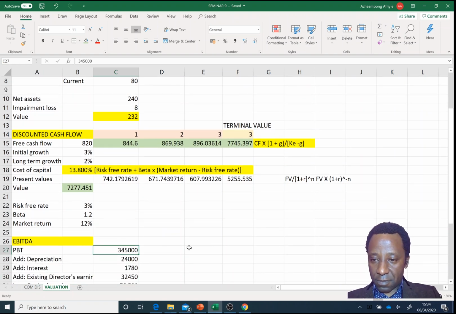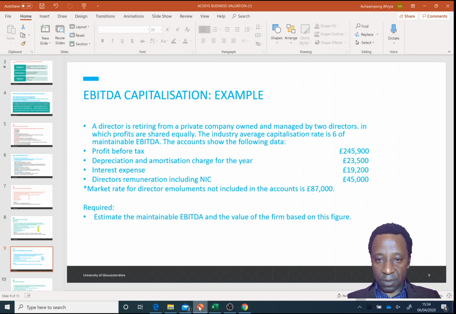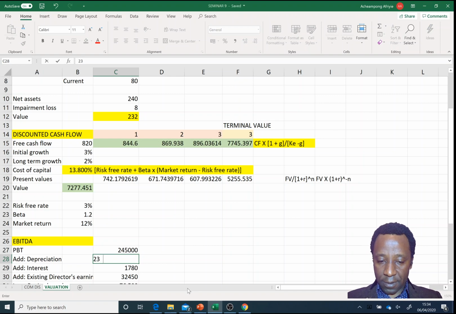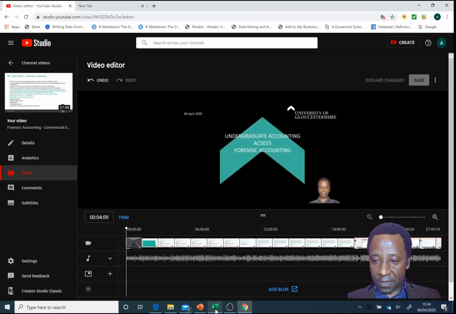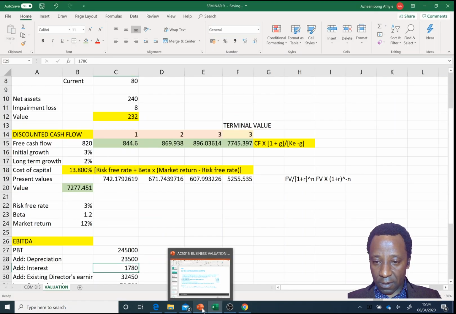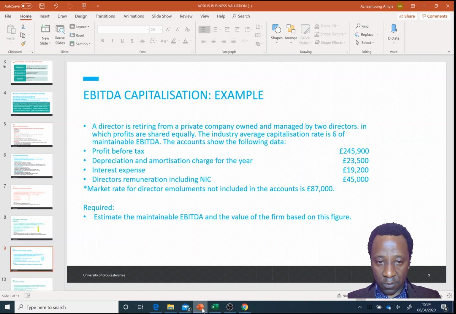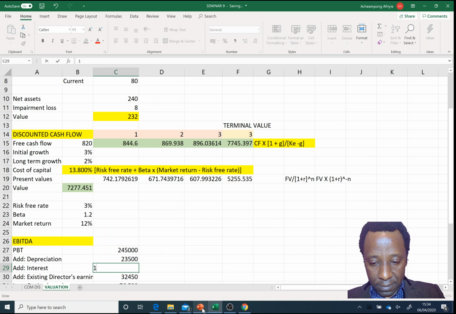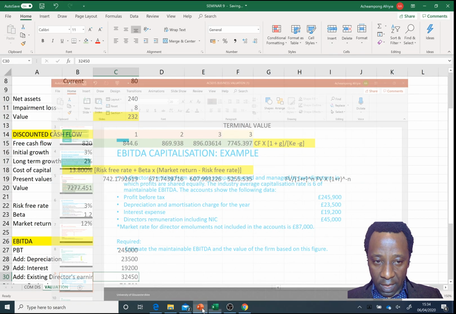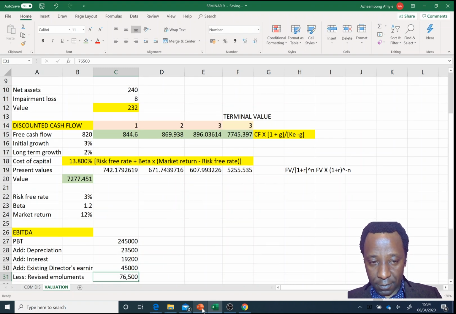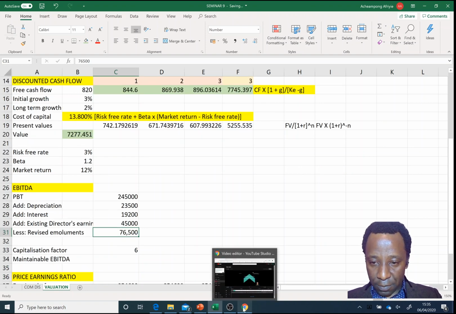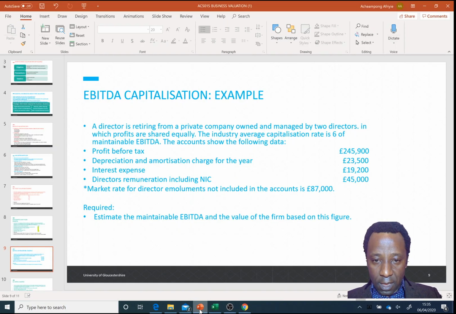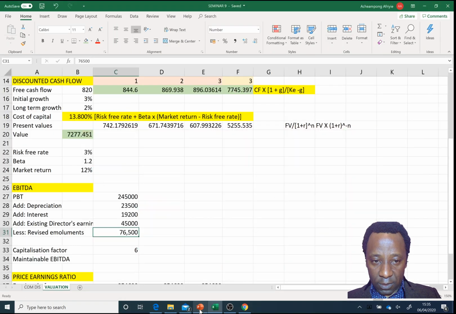245,000 it was. And we've been given depreciation of 23,500. We've been given interest of how much? Let's see, 19,200. And the director's earnings of 45. I'm just picking this data so that we can play with it. Okay. And then we have emoluments otherwise of 87,000.